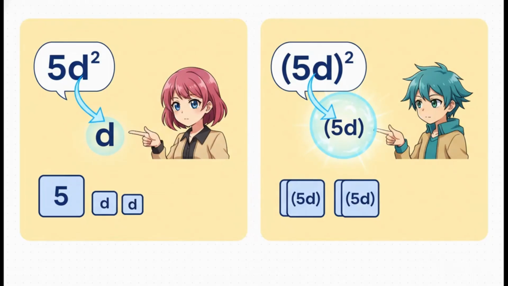And this slide shows that rule perfectly. On the left, we have 5d squared. That little exponent, the 2, is only touching the d. So this means 5 times d times d. But look at the right side. Those parentheses change everything. They act like a package deal, grouping the 5 and the d together. So now, the exponent applies to that entire package. It means the whole thing, 5d, times itself again, 5d. It's amazing how a tiny bit of punctuation can completely change the meaning.